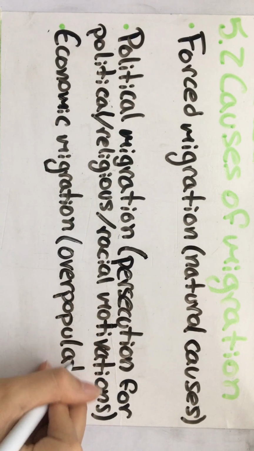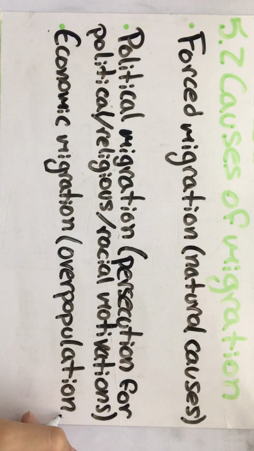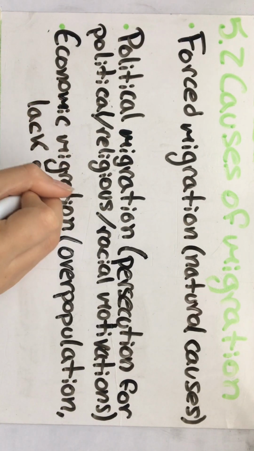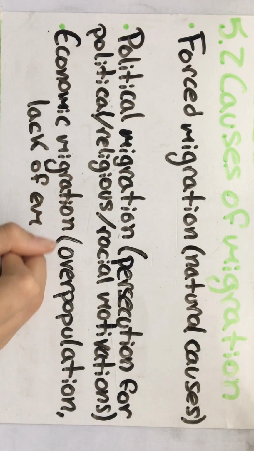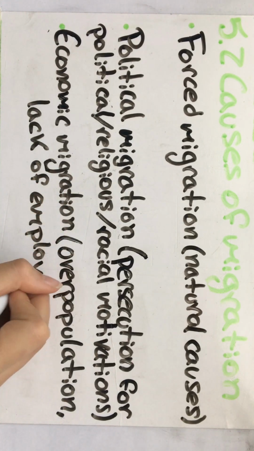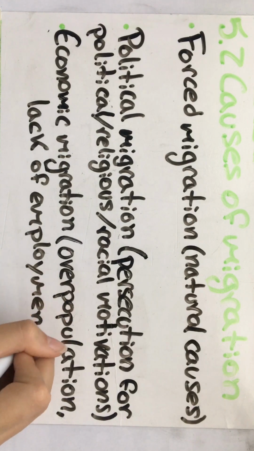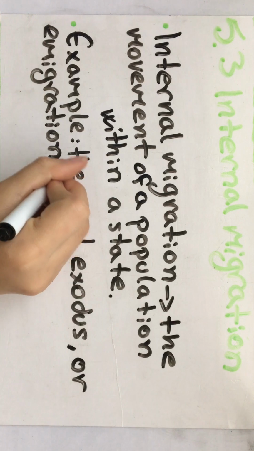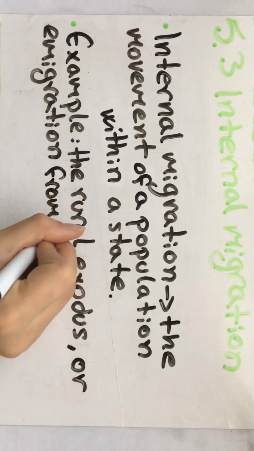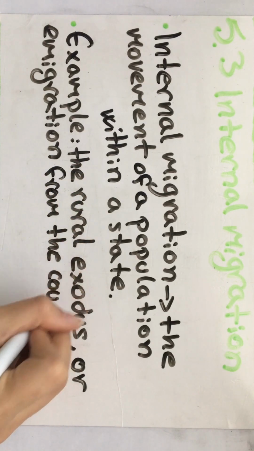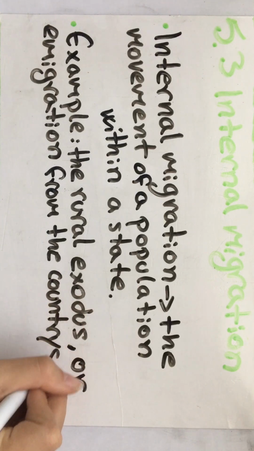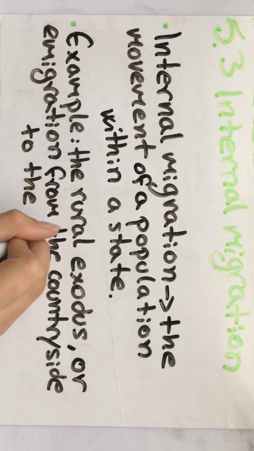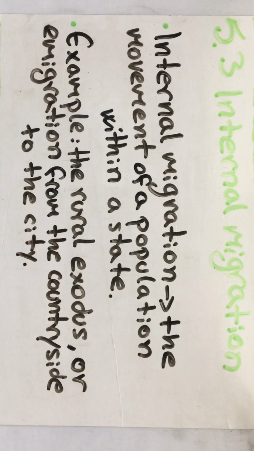First, we have forced migration, such as natural causes and political migrations, that is, persecution for political, religious, or racial motivations. And then we have economic migrations, that can be due to overpopulation, like lack of employment, and more. Internal migration. Internal migration is the movement of a population within a state. The most important example is the rural exodus, or migration from the countryside to the city.